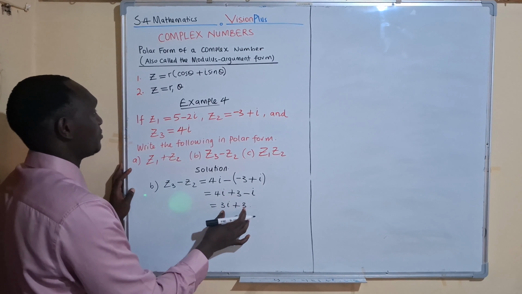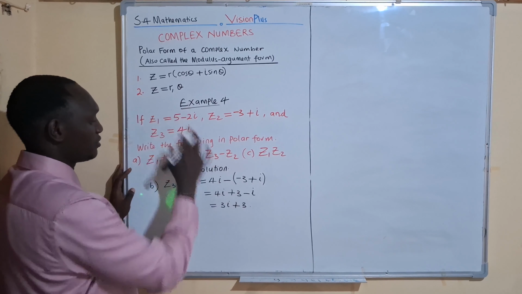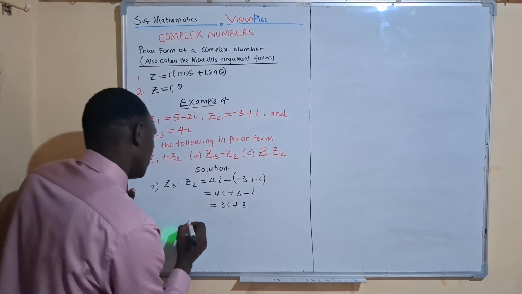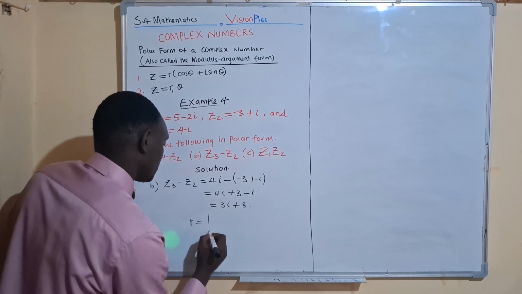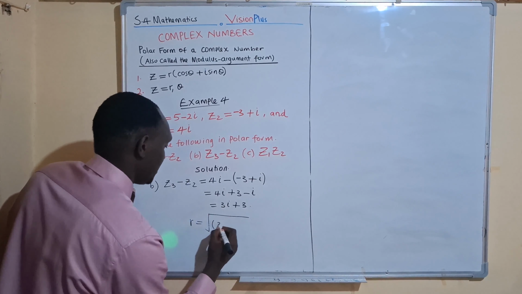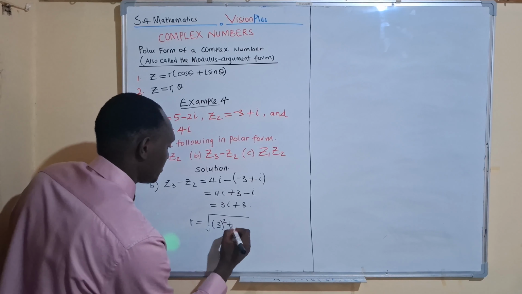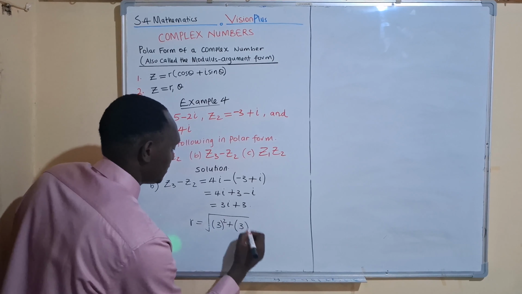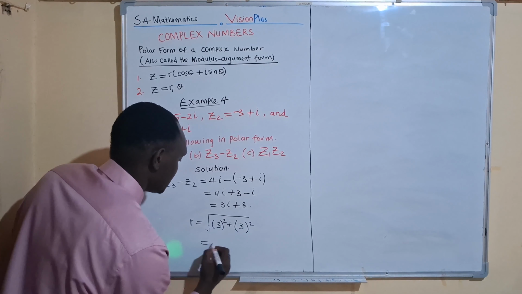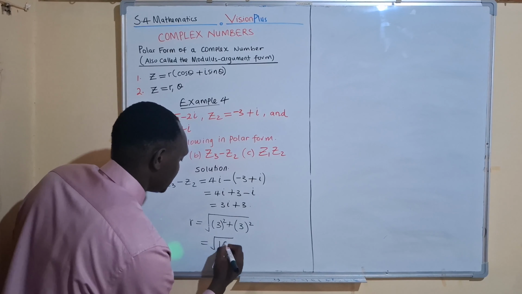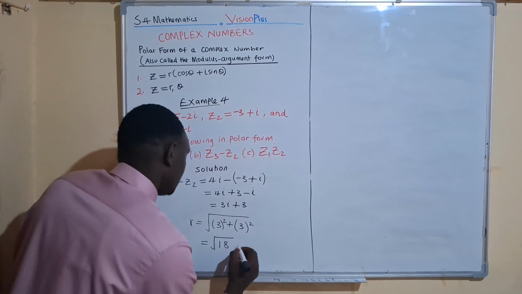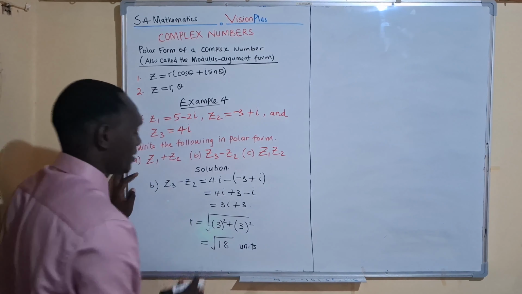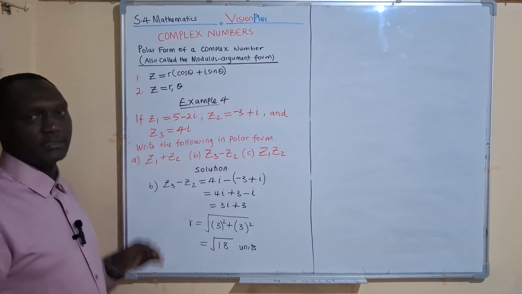Now to convert it to the polar form, we need the magnitude and then the argument of this single complex number. So the magnitude r is given by the square root of x, which is 3, squared, plus y, which is also 3, squared. This gives us a root of 18. 9 plus 9 is 18 units. You can leave your answer in this format, or you can write it in decimal places.